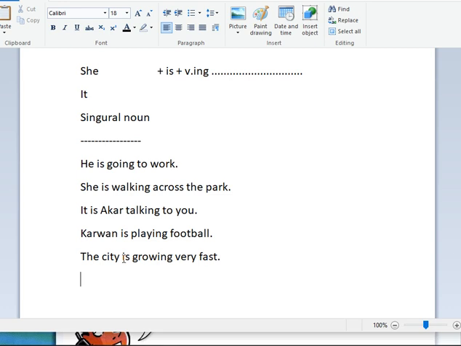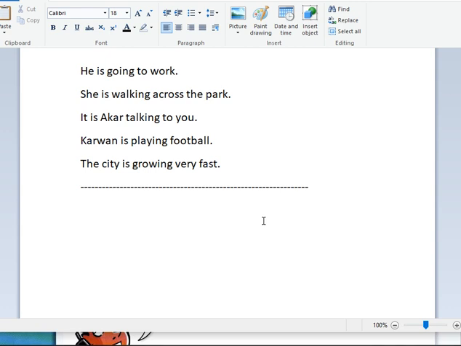This is all about is, and the subjects which are used with is. Just for remembering, you cannot say he are or she are. You just have to say he is, she is, it is, or a singular noun is, and use is with these subjects.